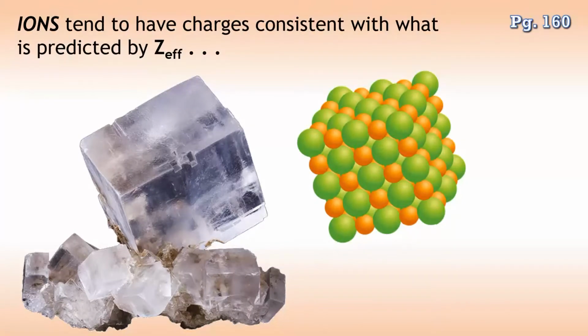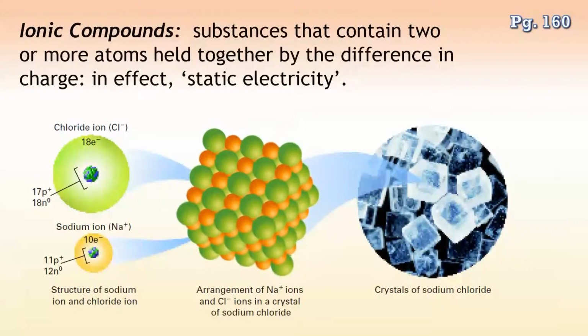And again, this leads to certain properties, as seen on page 160. Again, we have sodium ions shown in gold and chloride ions shown in green, and they have opposite charges, and that causes them to come together. And when they come together, that leads to the formation of ionic compounds. These are substances that contain two or more atoms held together by the difference in charge. In effect, static electricity.